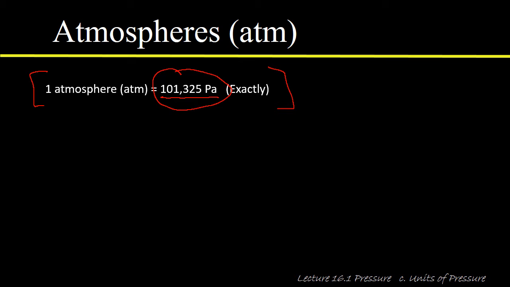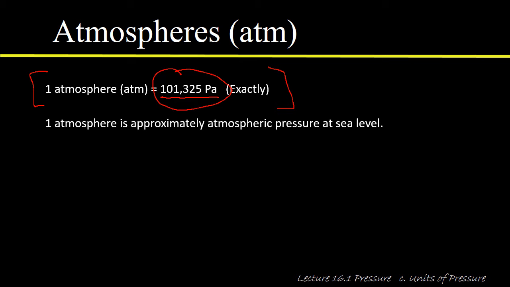The important thing for atmospheres, in more general terms, is that an atmosphere is approximately atmospheric pressure at sea level. In a previous video, we talked about the work of Torricelli with the barometer, and one of the important things that came out of those experiments was the determination of atmospheric pressure. And under normal conditions at sea level, atmospheric pressure is approximately 1 atmosphere.